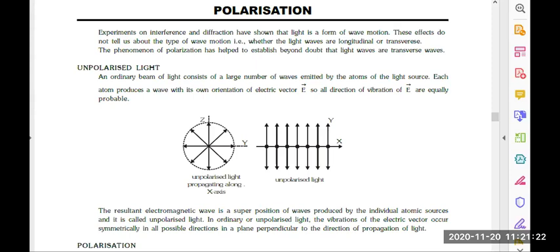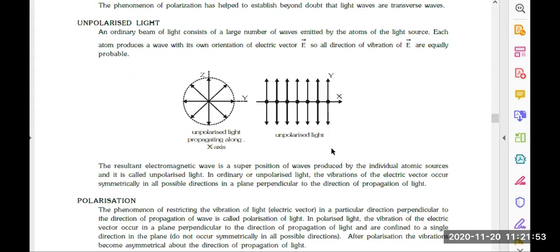Now if we see light, it is basically in all directions. When you talk about light, light is in all directions, and that is called unpolarized light. Now suppose I want this to pass through in one direction, either along the x axis or along the y axis, in one plane. That process is called polarization. So what is polarization?